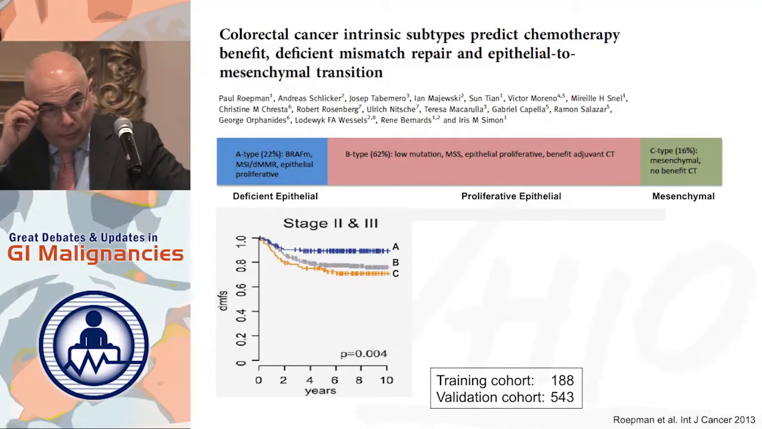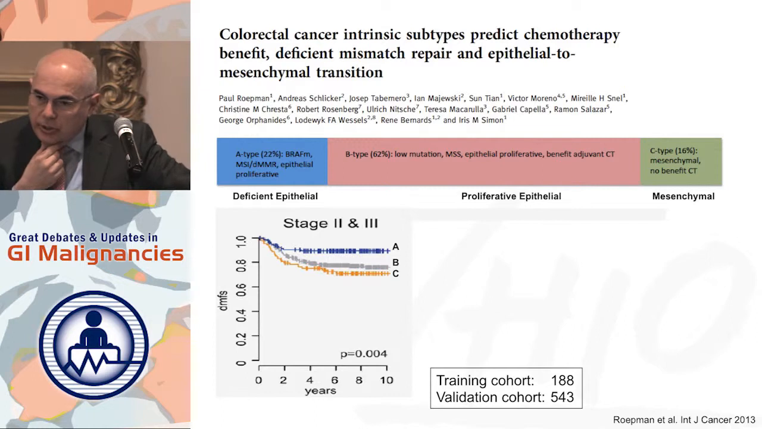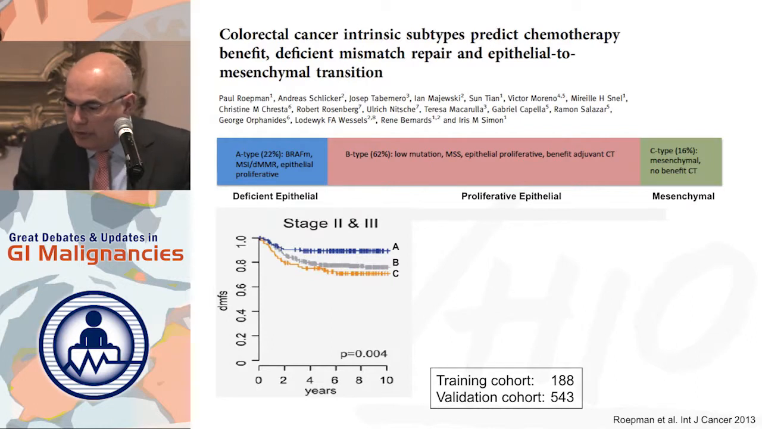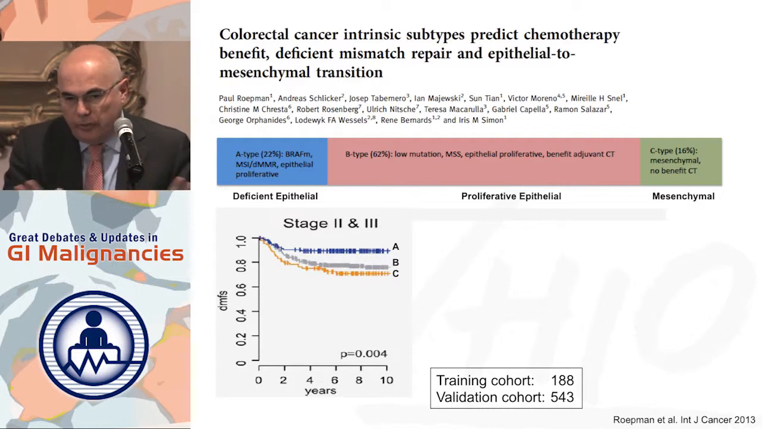Later on, several different groups started doing gene expression studies in samples of patients with colorectal cancer. This is a study that we participated in, but there are some others, as you will see. Basically, in this particular study, we were able to differentiate patients in three different categories. So the first one, what we call A-type, this is the MSI population with BRAF mutations accounting for 20% of the patients. The second one was the so-called proliferative epithelial with a lower number of mutations, and these tumors were MSS, microsatellite stable. And finally, a third group that was what we call the mesenchymal.